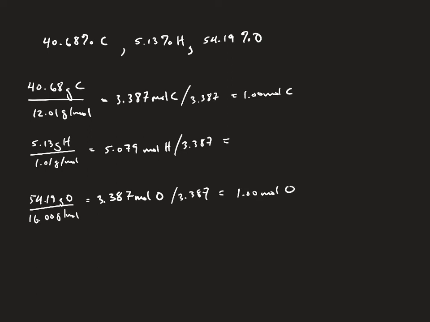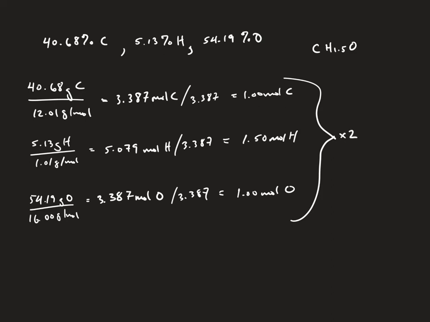The middle one, 5.079 divided by 3.387. This gives us 1.50 moles of H. Well, our formula cannot be CH1.50. Right? We can't have a fraction of a hydrogen atom. So what happens is, if we ever end up with some sort of a fraction here that's not a whole number, but could very easily be turned into a whole number, we end up multiplying the whole thing by an appropriate whole number. Since this is 1/2, right, 3 halves is a fraction, we can take and multiply this whole thing times 2.